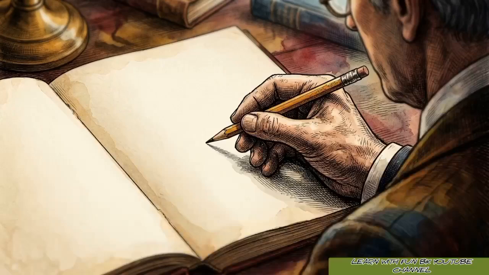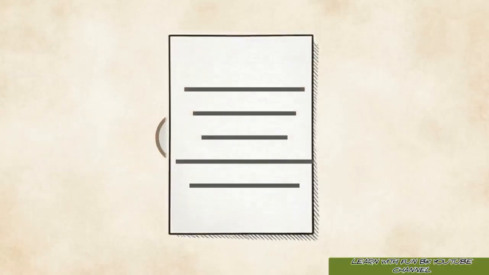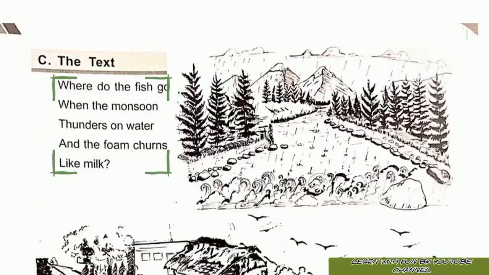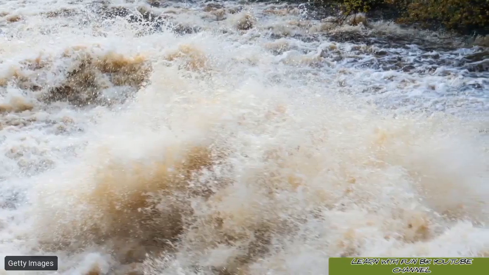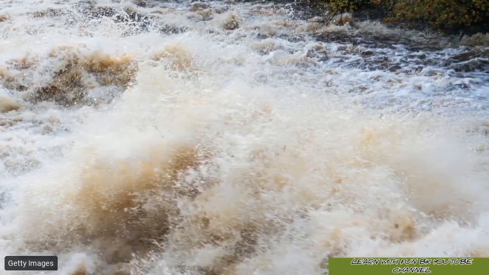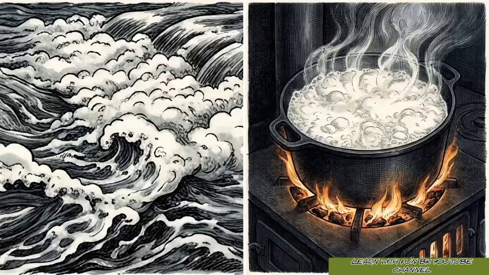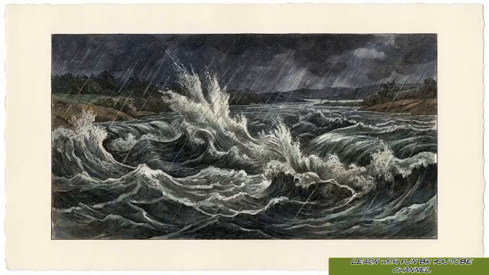If you follow these steps with me, you will be able to easily find every answer hidden right there in the text. Let's turn to page 22 and look at the first stanza. The poet asks where the fish go when the monsoon thunders on the water. She writes that the foam churns like milk. In a heavy storm, the rain stirs up the river so violently that the frothy white water actually looks like boiling milk. Right from the first lines, the poem establishes the extreme, overwhelming power of the water.